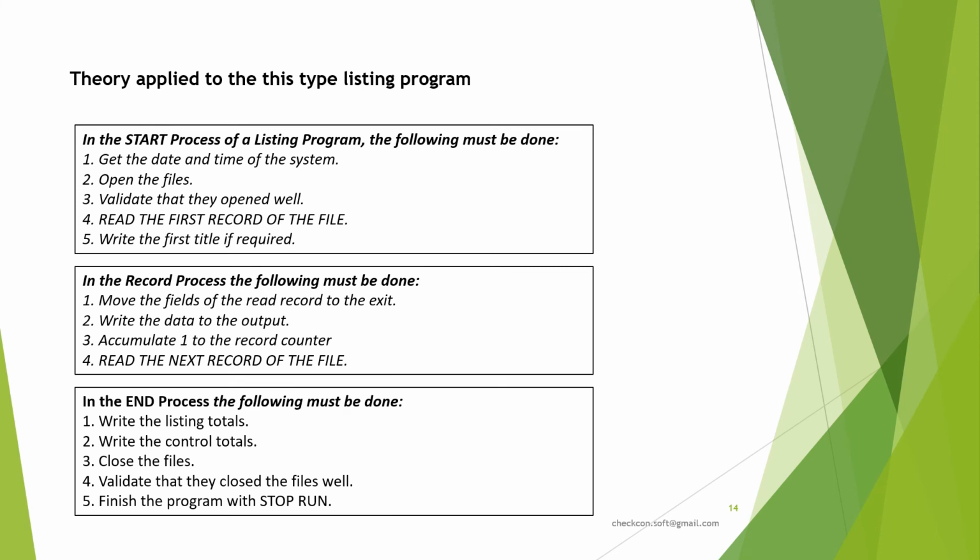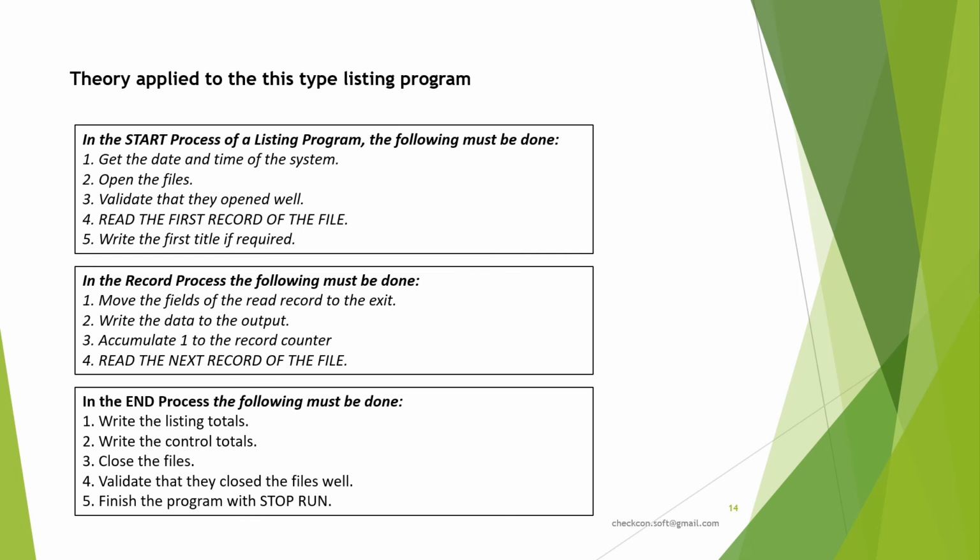Theory applied to this type of listing program. In the start process of a listing program, the following must be done. 1. Get the date and time of the system. 2. Open the files. 3. Validate that they opened well. 4. Read the first record of the file. 5. Write the first title if required.